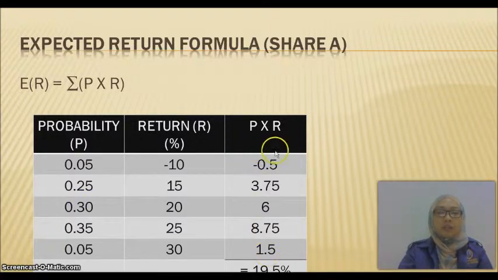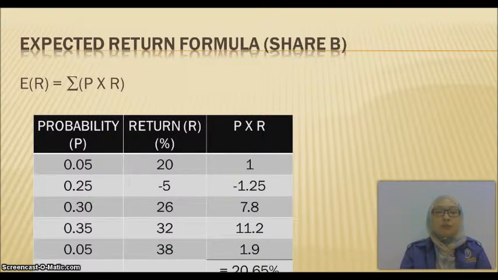After you have calculated P times R, you have to calculate the expected return. That is, the expected return is the sum of P times R. That means you have to add negative 0.5 plus 3.75 plus 6 plus 8.75 plus 1.5, and you will get 19.5%. That is the expected return for share A.